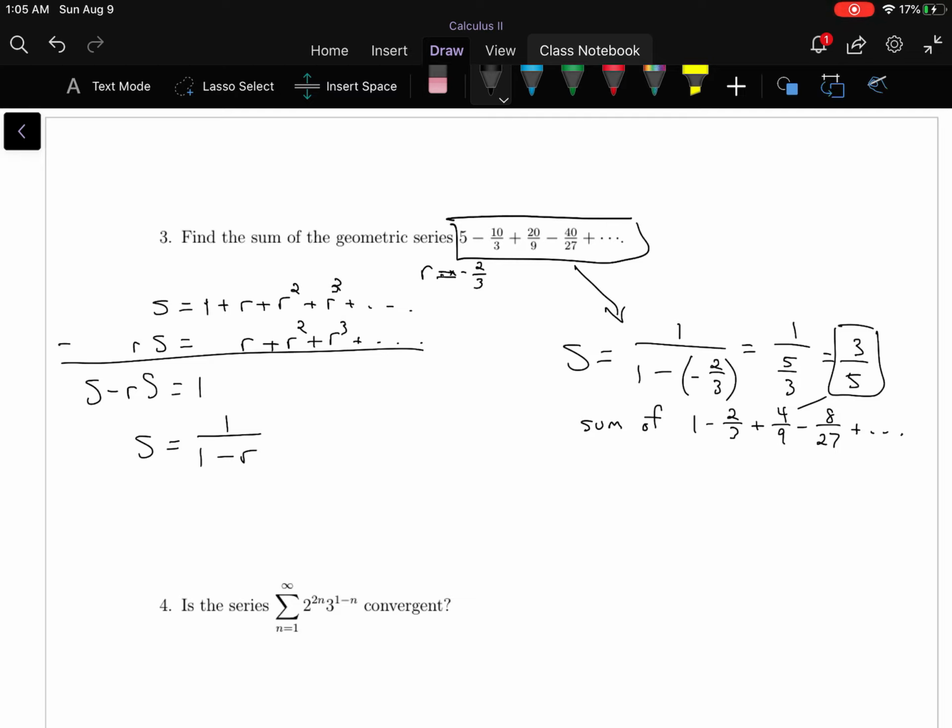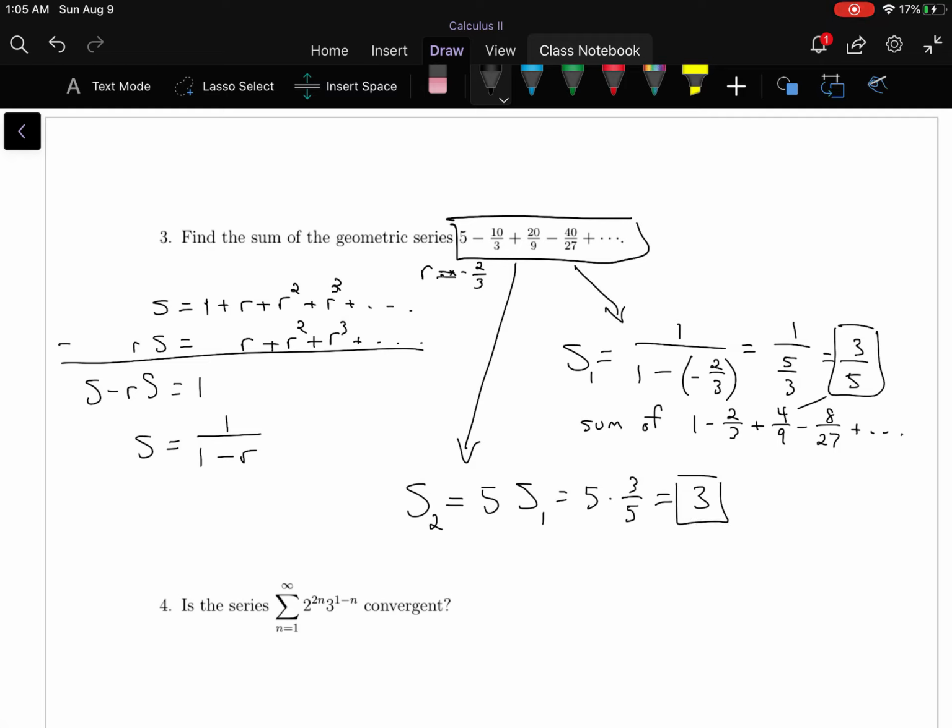But what differs from this and what we have is that our original series is multiplied by 5, which means that this sum, I'll call this sum 2 and the first one sum 1, is equal to 5 times sum 1. So we have 5 times 3/5, which is 3.